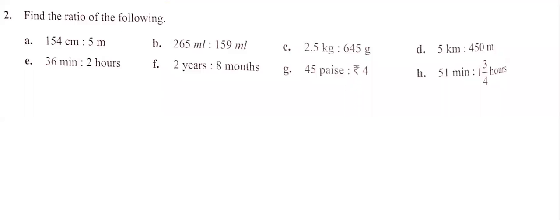Fine. So exercise 6.1, question number 2. Question number 2, H1, I am going to solve for you. What does it say? It says find the ratio of the following. Here it is given H1 as 51 minutes and 3/4 hours. Whenever we are finding a ratio, the unit should be the same. This is in minutes and this is in hours. So I will write the minutes in minutes only, whereas this hour I am going to convert first into an improper fraction.